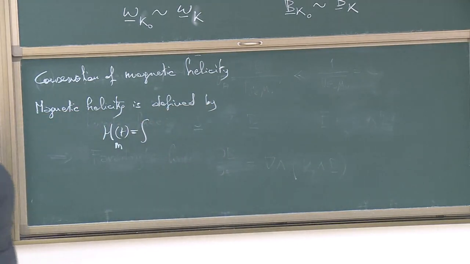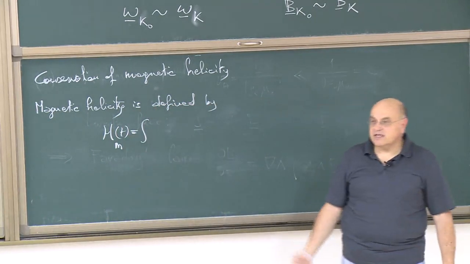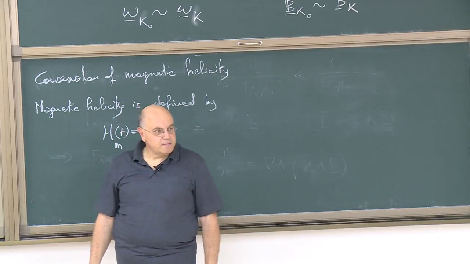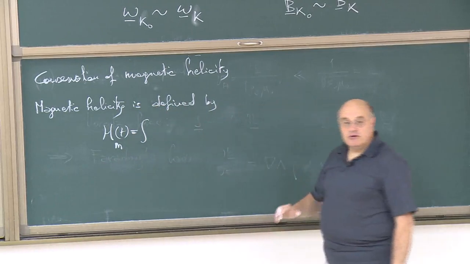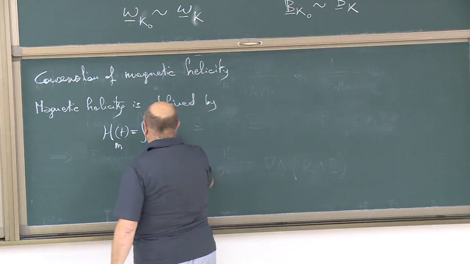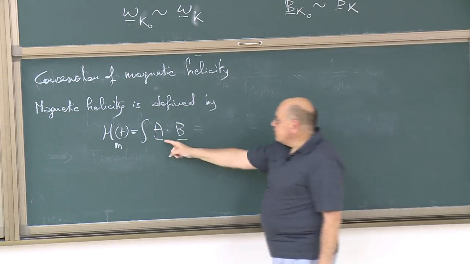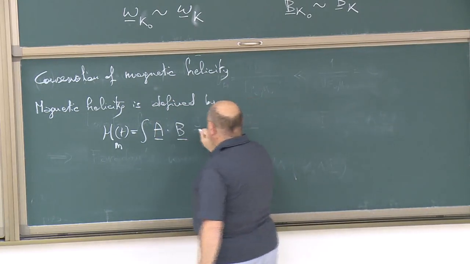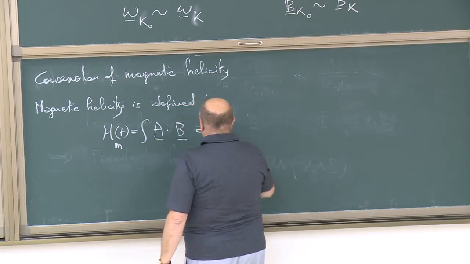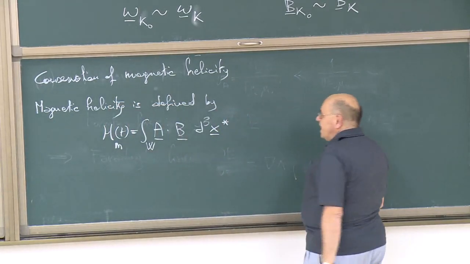So I can construct a helicity that is J dot B. It's called the electric helicity, I can't remember the name, and it is used perfectly well. But in this case, it's useful to refer to the magnetic context, and the magnetic context has A times B, where A is the vector potential of B. This is in the domain W.